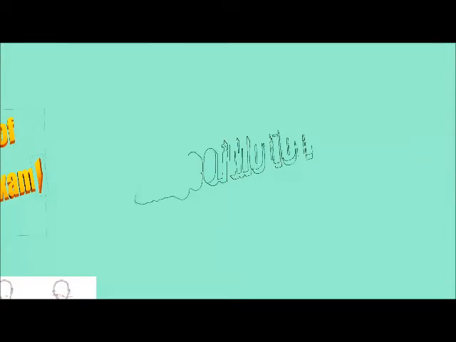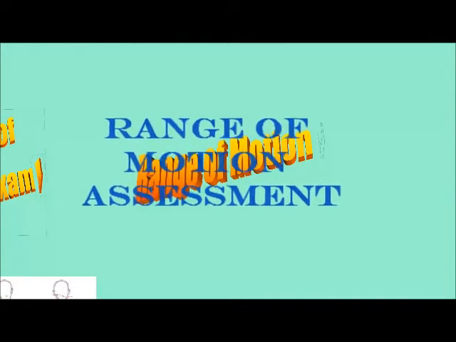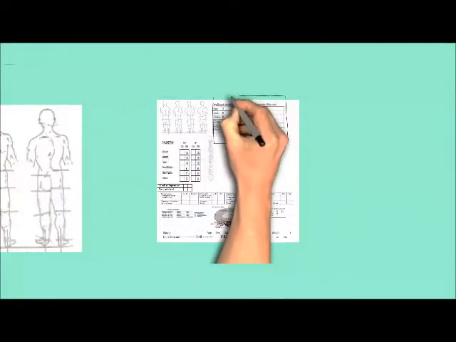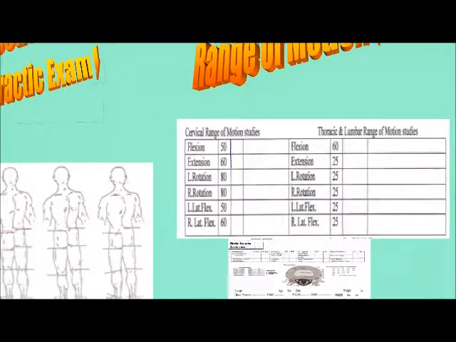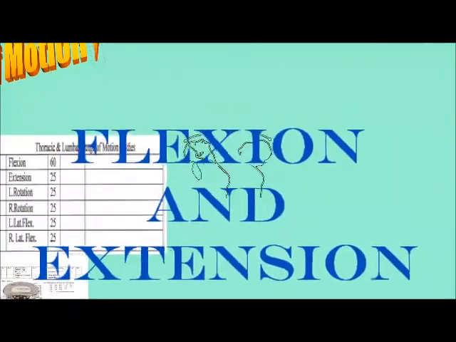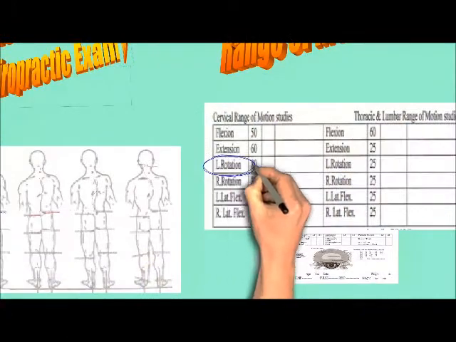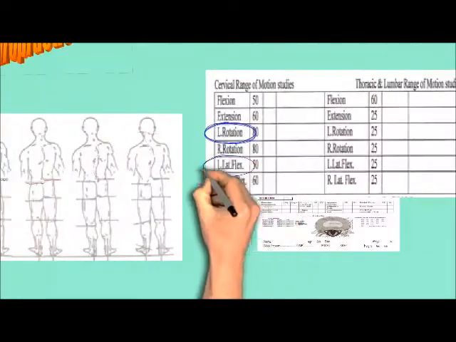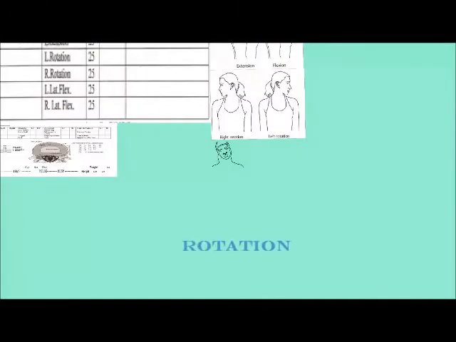Next, we're going to do range of motion. Range of motion of the neck, back, and shoulder in this case. Range of motion can usually differentiate a muscle issue from a joint issue. Usually we start with the neck and we ask the patient to do flexion and extension, basically bending forward and back. This test usually tells us more about the joint than the muscle.